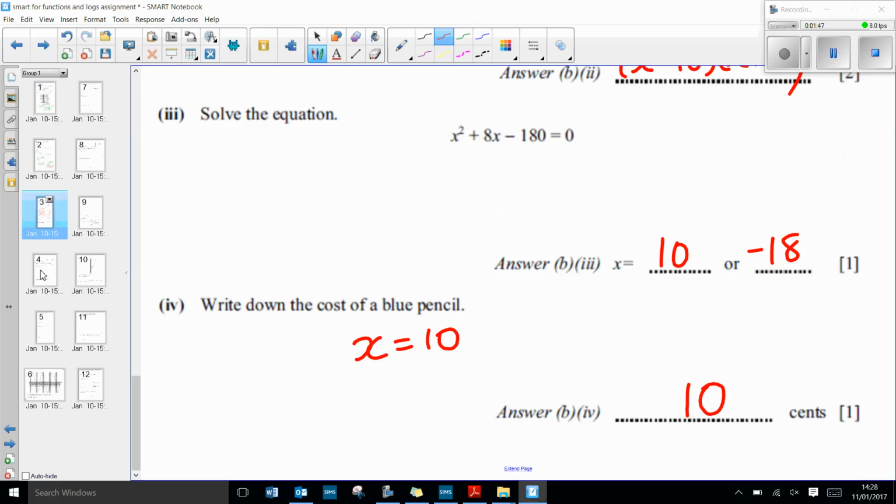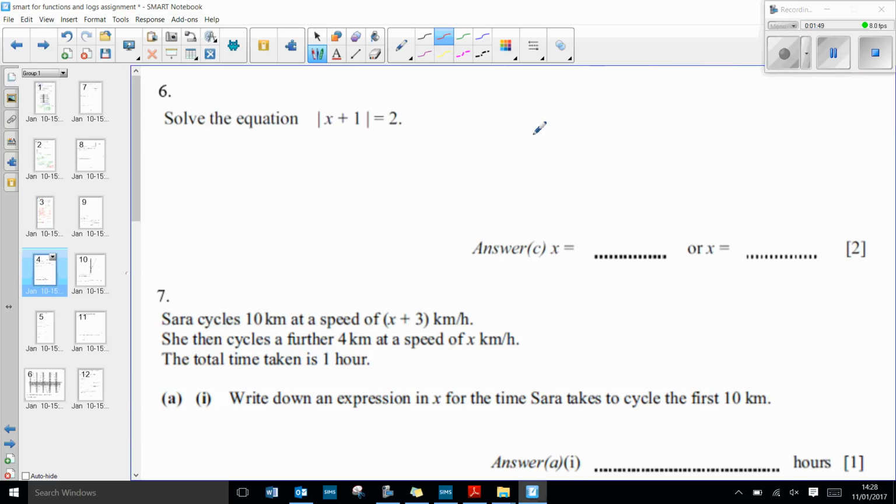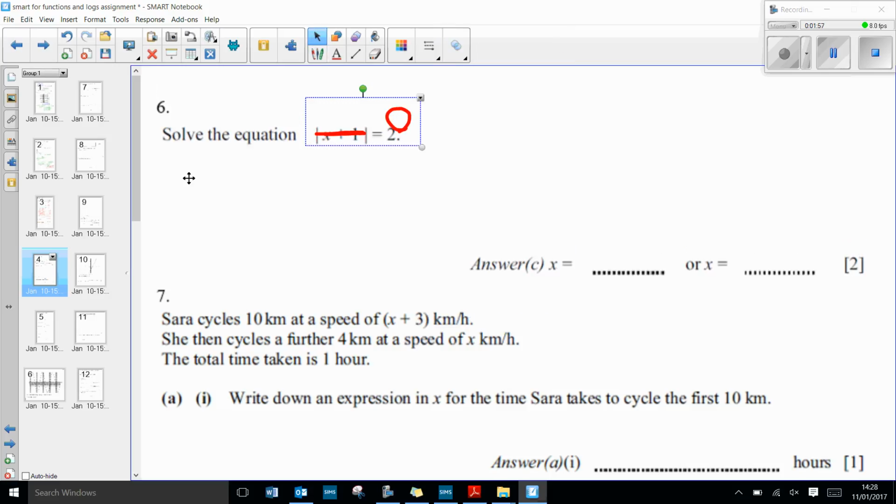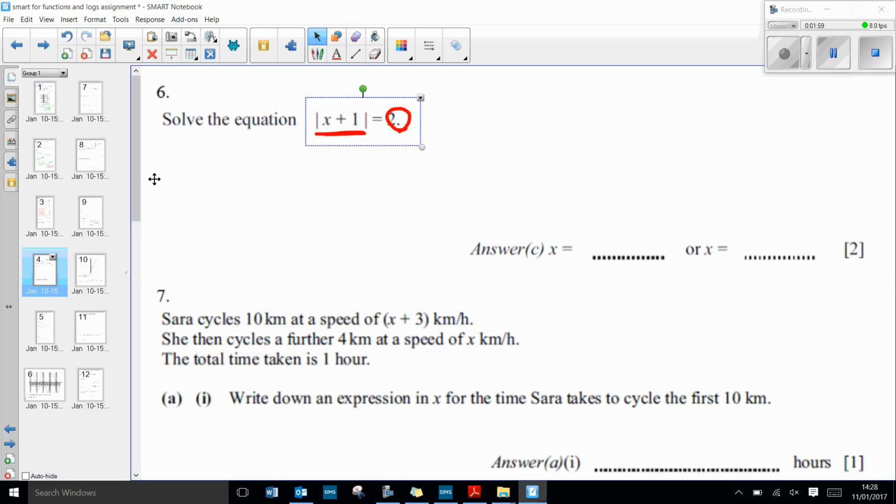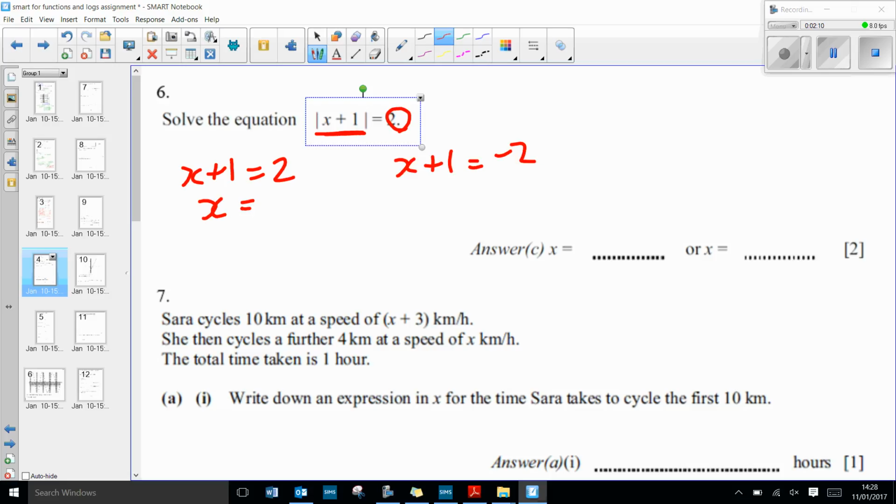Okay, on to number 4. Solve the equation modulus x plus 1 equals 2. So if the modulus of this expression is equal to 2, that means that x plus 1 can equal 2, or x plus 1 can equal negative 2. Therefore x is 2 take away 1, x equals negative 2 take away 1, so that gives x is 1 here and negative 3 here.